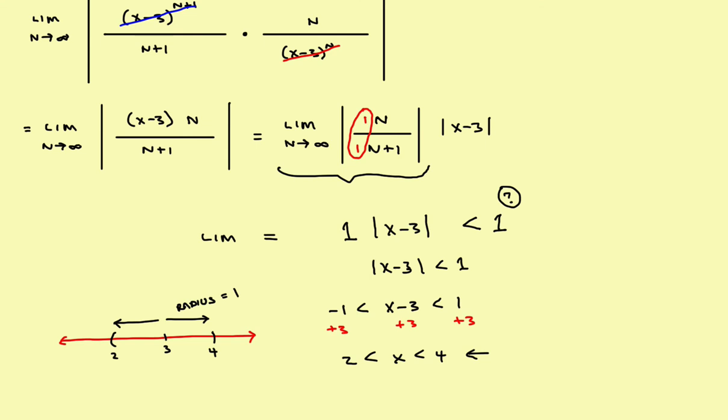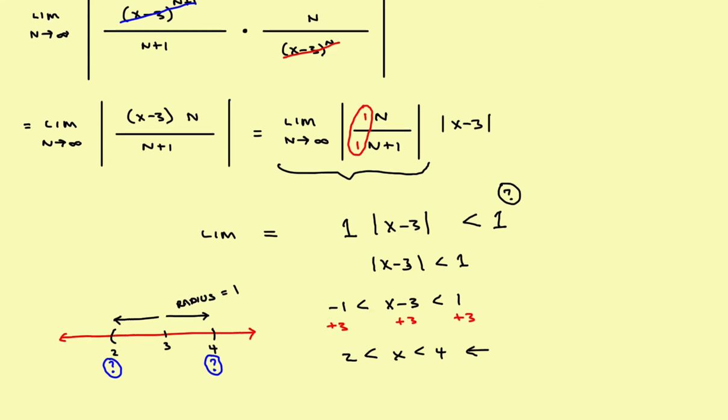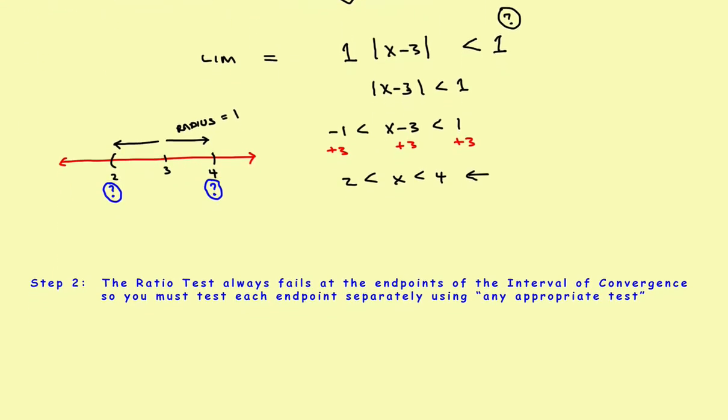But there's still one thing you have left to do. The ratio test fails at the endpoints, so we'll put a question mark right here, and we'll put a question mark right here. When you finish this, there's always less than, but maybe it's less than or equal to. So possibly you include the endpoints, possibly you don't. And that's where this last step comes in. So you have to test each of these things first, because the ratio test fails at the endpoint.